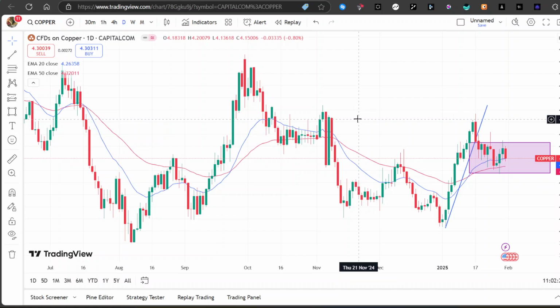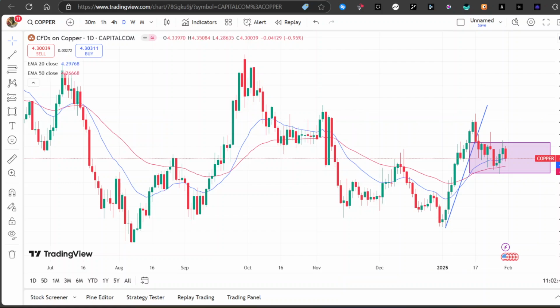Tools such as the Commitment of Traders report can give you an idea of market positioning and whether a majority is leaning towards a particular direction. So keeping a pulse on sentiment helps in anticipating potential reversals or accelerations in market movement.